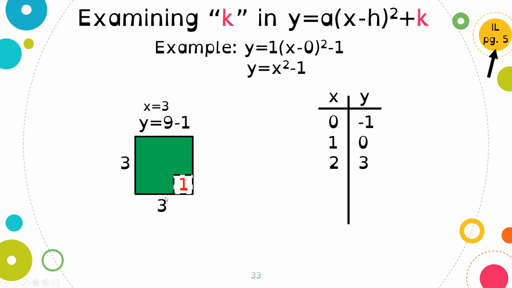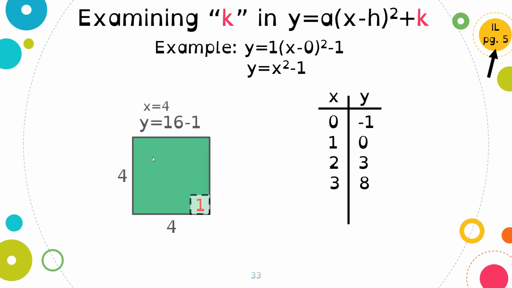When x equals 3, we have 3 squared, which is 9, but then we're taking that 1 away. So we take 1 away, and so we're left with 8. So when x equals 3, y equals 8. And then when x equals 4, our side length is 4, our area of our square is 16. 4 squared is 16. Take away the 1, so we're left with 15. So when x equals 4, y equals 15.